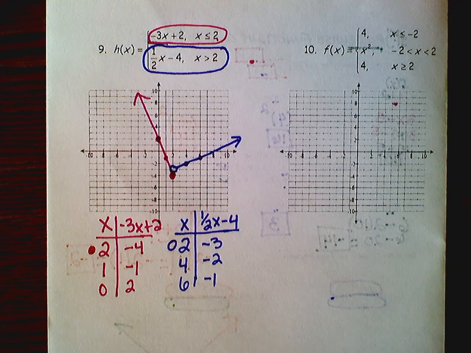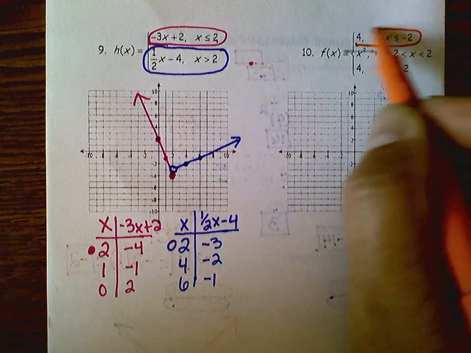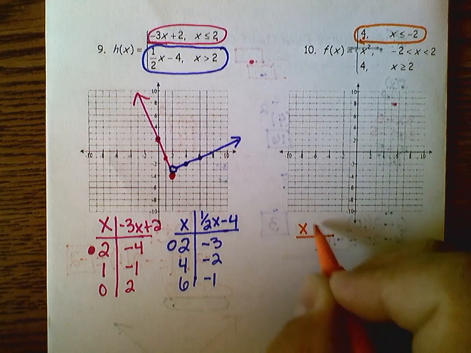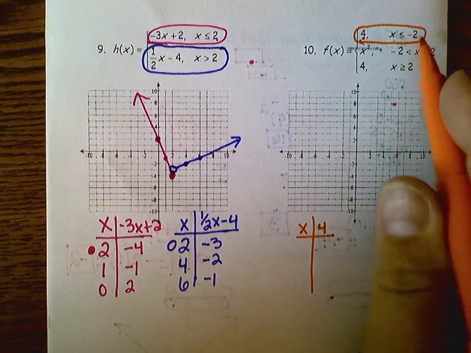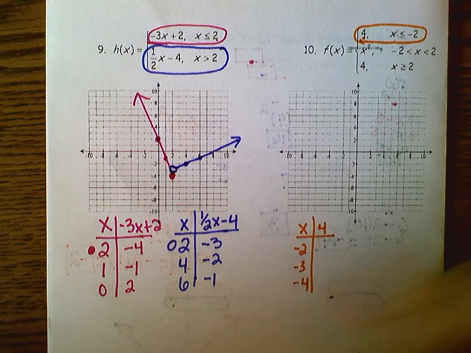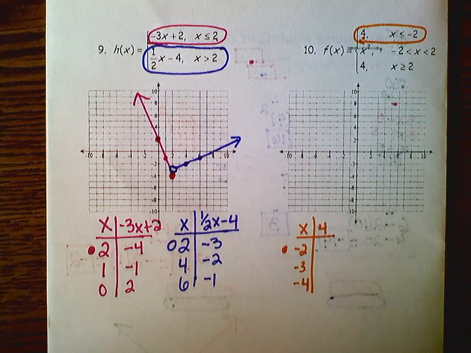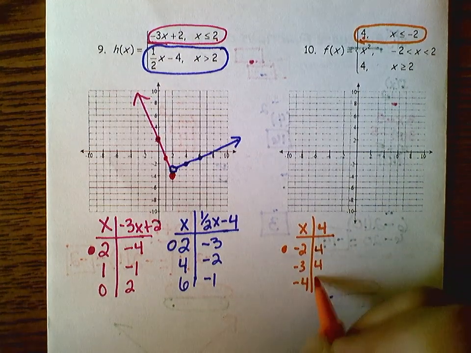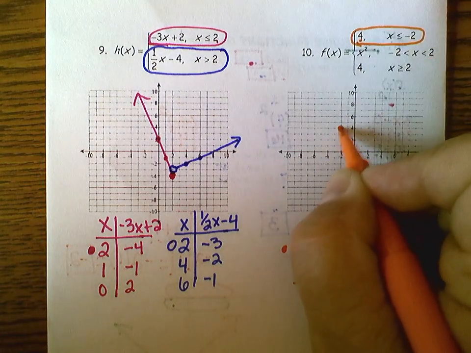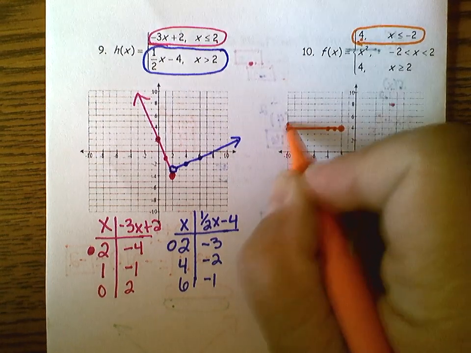Number 10. We have 3 pieces this time. We have a constant function at 4 for negative 2 and below, that's less than or equal to, so that will be a closed circle. And again, constant functions are easy, no work to be done there. Negative 2, 4, negative 3, 4, negative 4, 4, it just keeps going that way.